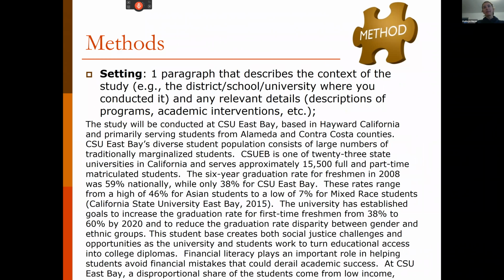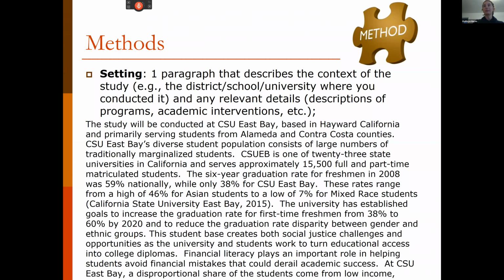Okay, next you should have a paragraph or 2 that describes the setting or the context of the study. All right, now for our class, you can actually mention the real names of the places, but for your dissertation, you will disguise the names later. So in this case, Daryl, Dr. Hayden now, very exciting, said the study will be conducted at CSU East Bay, based in Hayward, California, talks about the diverse population, and then gives us some numbers, right? It serves approximately 15,500 freshmen or students, and then it talks about the graduation rate.